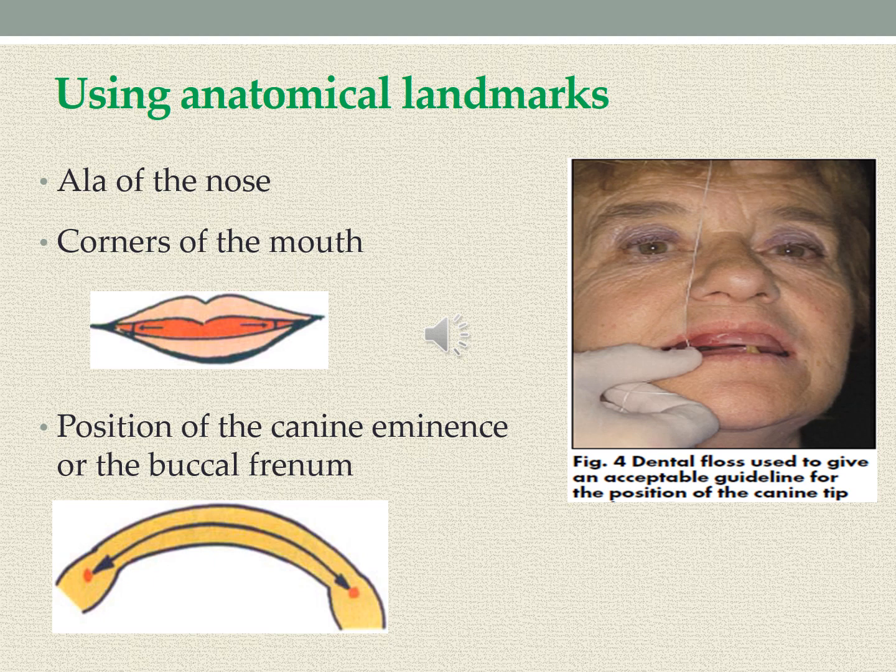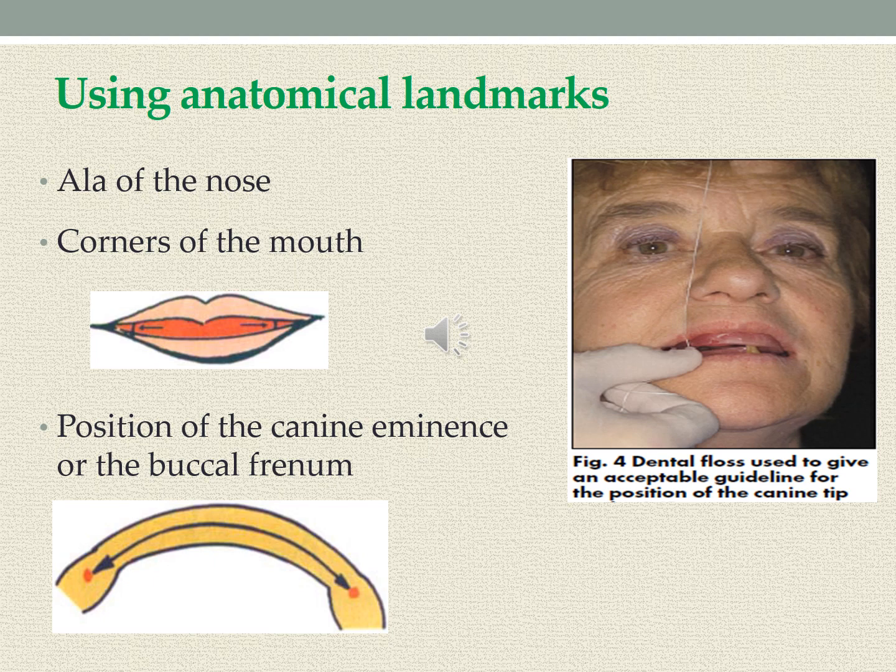So the anatomical landmarks we use to select the size of upper anterior teeth include, first of all, the ala of the nose. As you can see here in the picture, a dental floss is extended from the inner canthus of the eye alongside the ala of the nose to the upper wax rim. This will demarcate the position of the cusp tip of the canine. Another anatomical landmark that can be used is the corners of the mouth. When the patient is at rest, we can mark on the wax rim where the corners of the mouth are, and this will give us an indication of the distal surface of the canine.